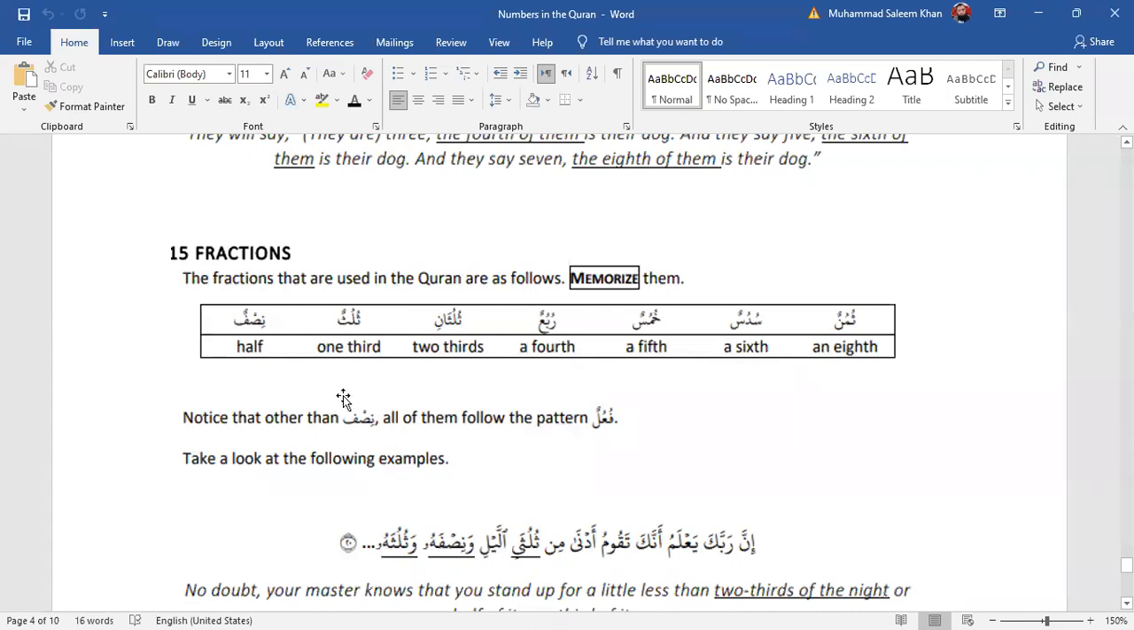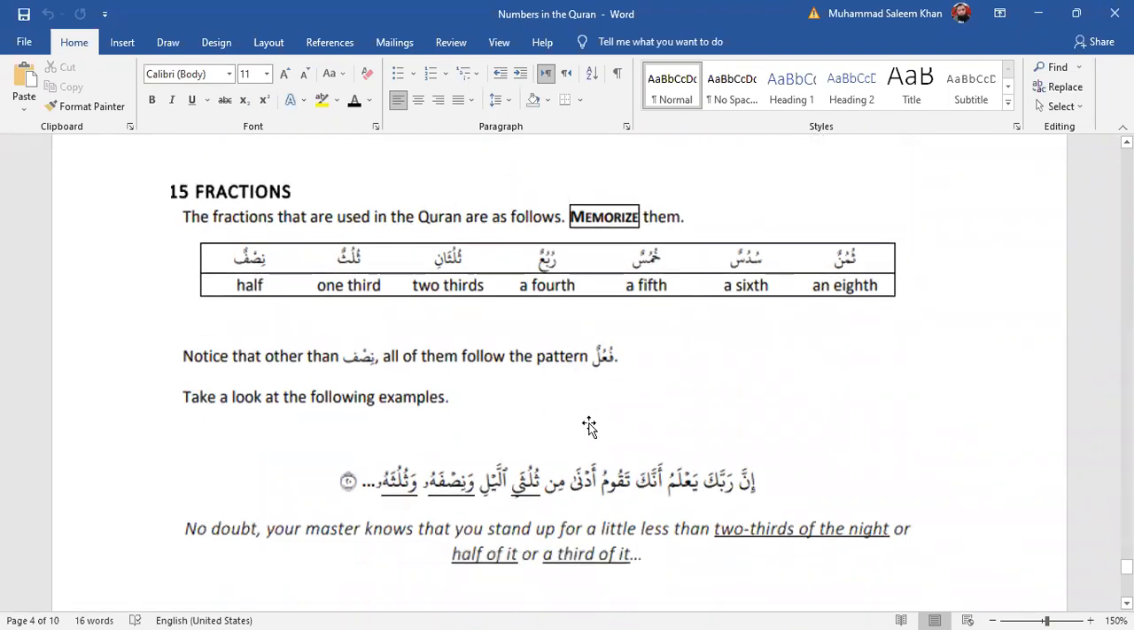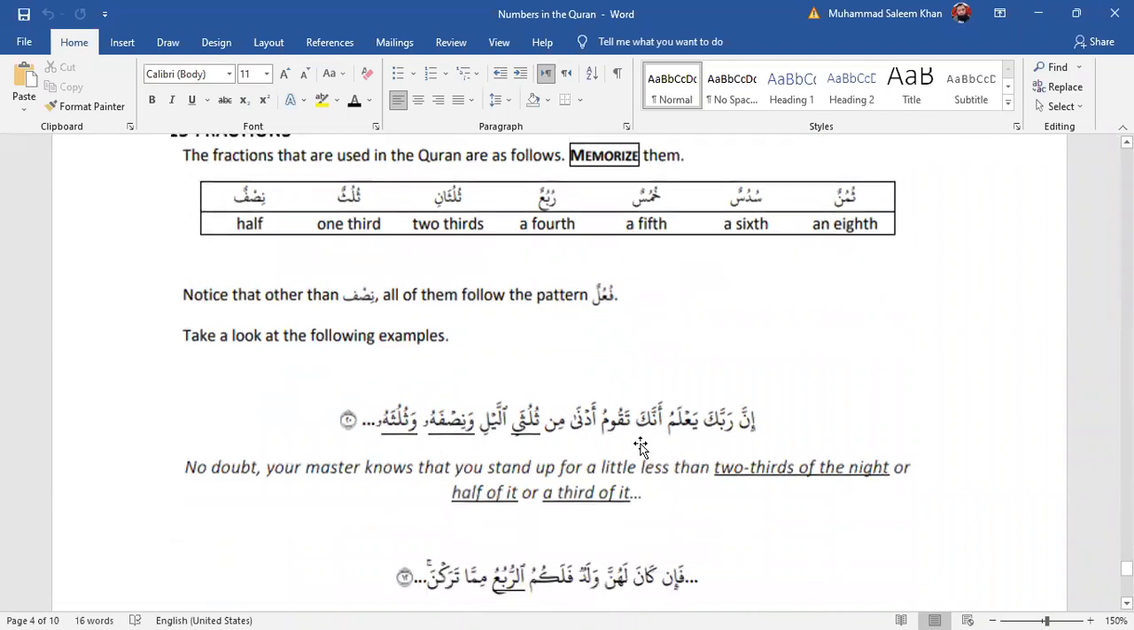If you remember, about the fractions as well: nisfun, half, doesn't follow any pattern, whereas thuluthun up to thumunun are on the pattern of fu'ul. Okay, inna rabbaka ya'lamu annaka taqumu adna min thuluthayil layli wa nisfahu wa thuluthahu. Min thuluthayil layli.